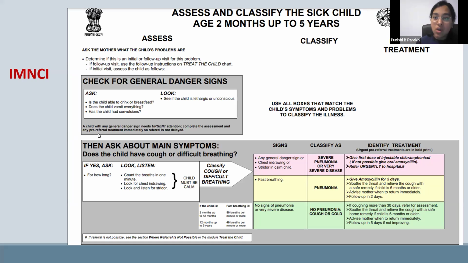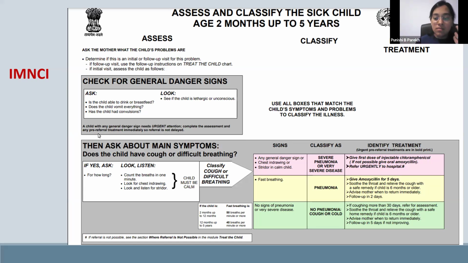Whereas severe pneumonia or very severe disease is something that we're more worried of. So these children will have tachypnea, and along with that, you might either have danger signs or the child is having chest indrawing or stridor. So the presence of any of these signifies severe pneumonia and the patient needs urgent attention.